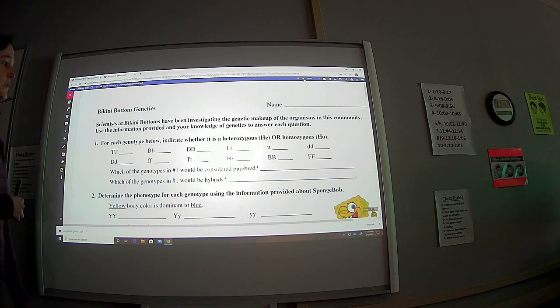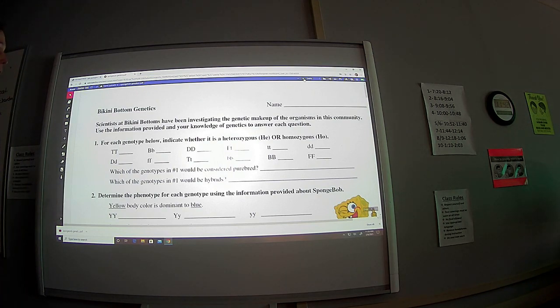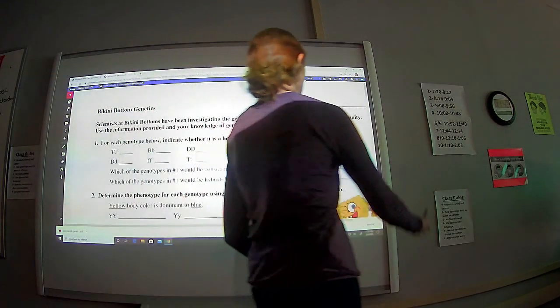So we're going to use this SpongeBob worksheet to kind of go through everything. Scientists at Bikini Bottoms have been investigating the genetic makeup of the organisms in this community. Use the information provided and your knowledge of genetics to answer each question. We're starting off very simply, and we're just saying for each genotype below, indicate whether it is heterozygous, you're going to label that HE, or homozygous, HO.